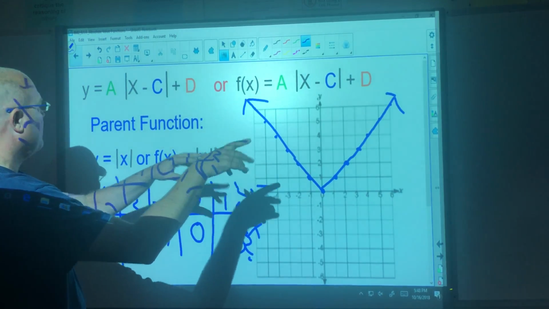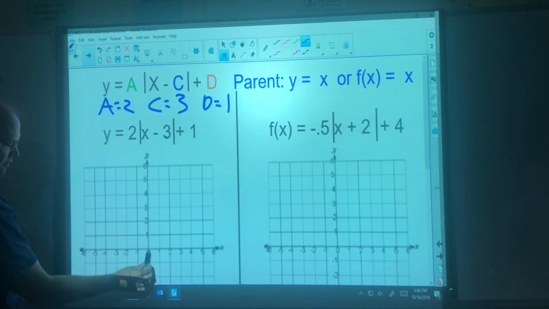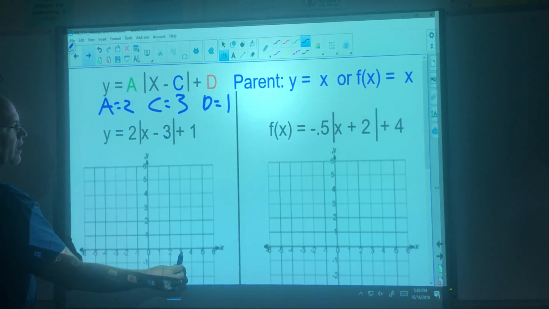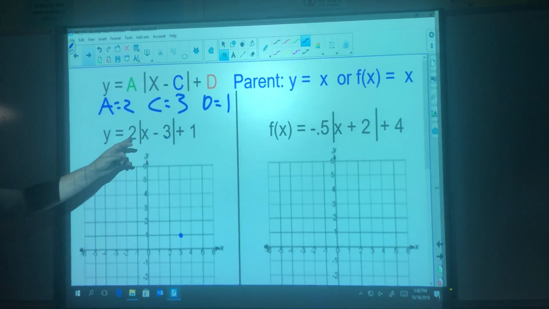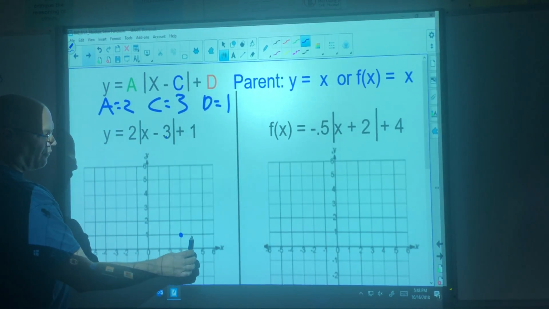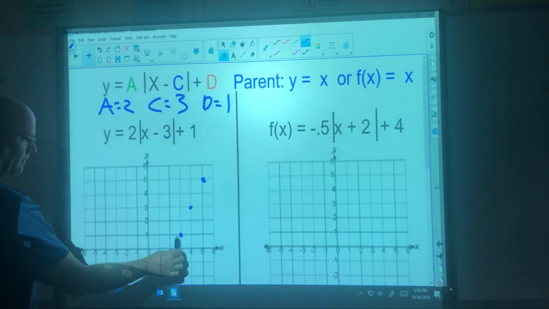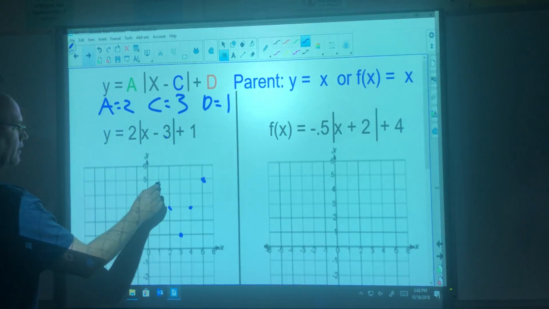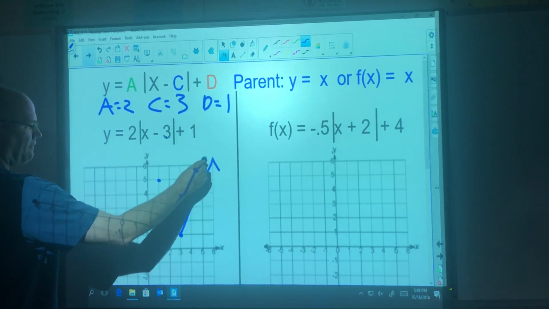So we're going to take this graph, we're going to transform it. So let's do it. I know I'm going to go from 0, 0 is my vertex. I'm going to go over 3 to the right, up 1. There's my new vertex. Now, I'm going to use my stretch factor of 2. So I'm going to go over 1, up 2. Over 1, up 2, just like slope, right? I'm going to go over 1, up 2, over 1, up 2. Here's my new graph.